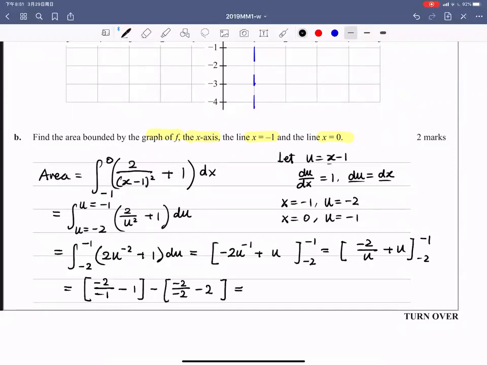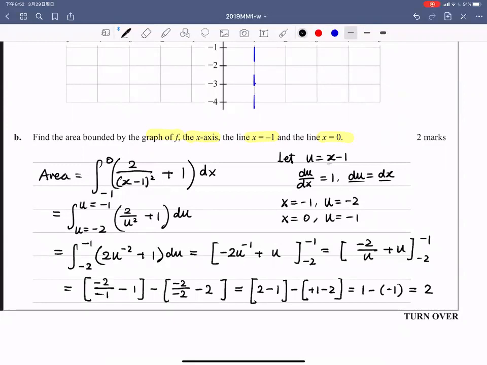So this time I have 2 minus 1, minus, plus 1 minus 2. You could have 1 minus -1, which should be 2. That's an interesting answer.